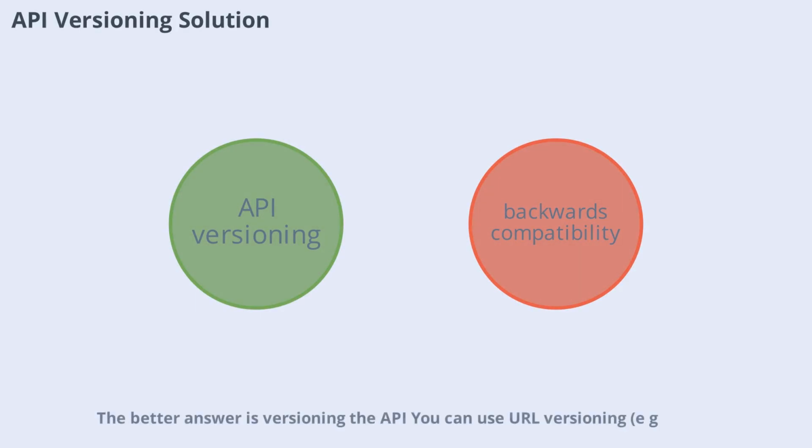The better answer is versioning the API. You can use URL versioning, e.g., v1 bookings versus v2 bookings, header versioning, or a combination. The v1 endpoint continues to return the single object format, while v2 returns the new array format. Existing clients are unaffected, and new clients use v2. Over time, v1 can be deprecated with advance notice and a migration timeline.